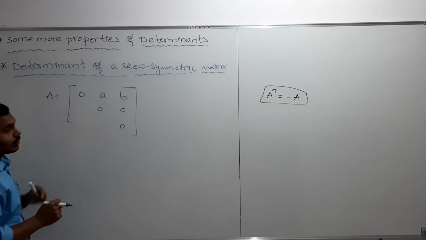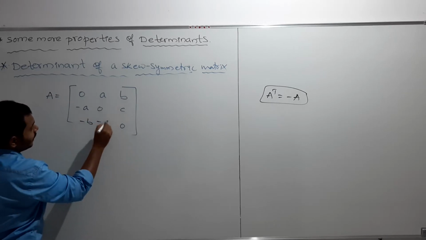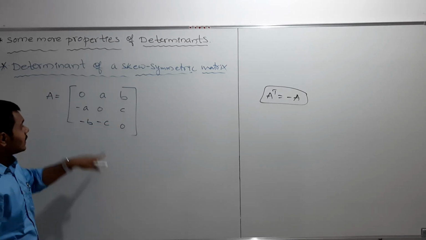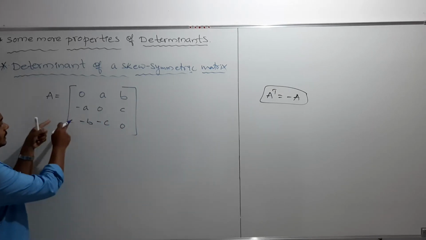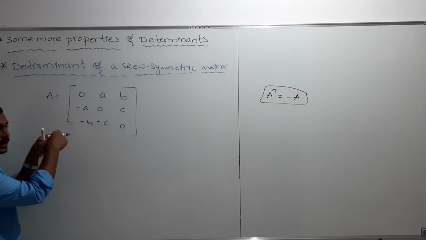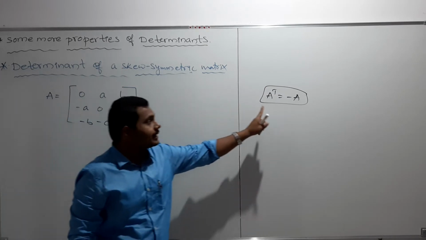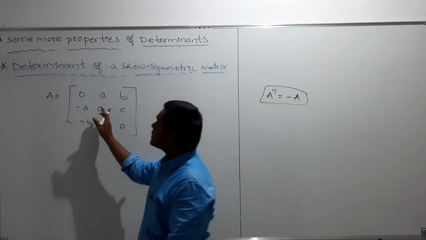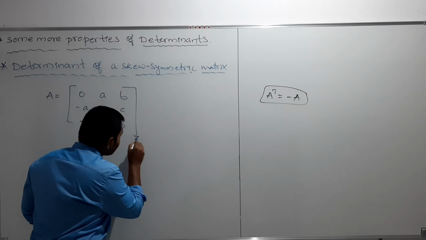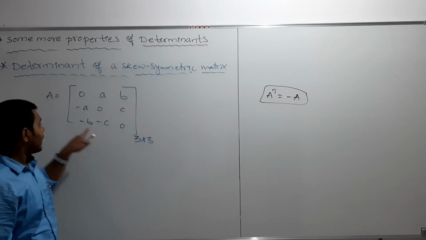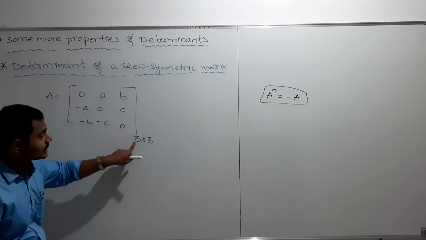In particular I am taking one example here. Here it is plus a, minus a, and here it is minus b, and next here it is minus c. My dear students, this is the example for the skew symmetric matrix. If you take the transpose of this matrix, and that value equals negative of A, it means this condition satisfies. So this is a skew symmetric matrix of the order 3 cross 3.